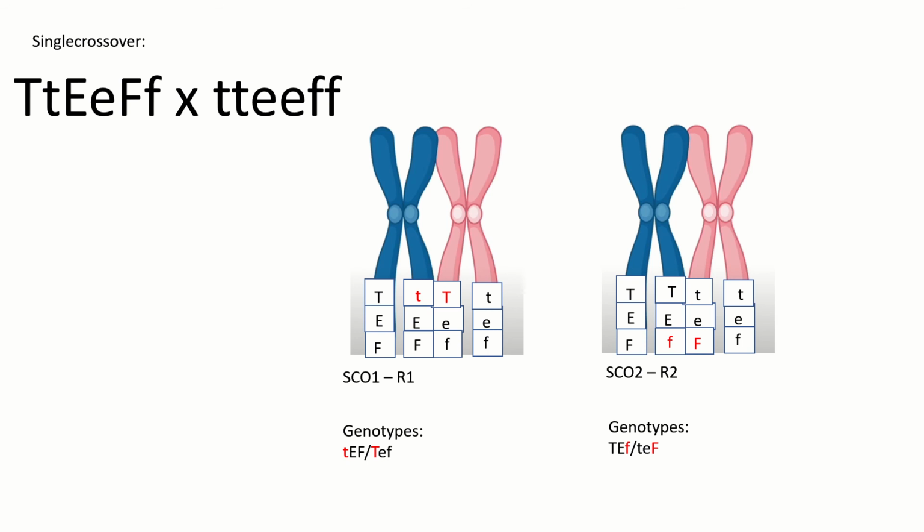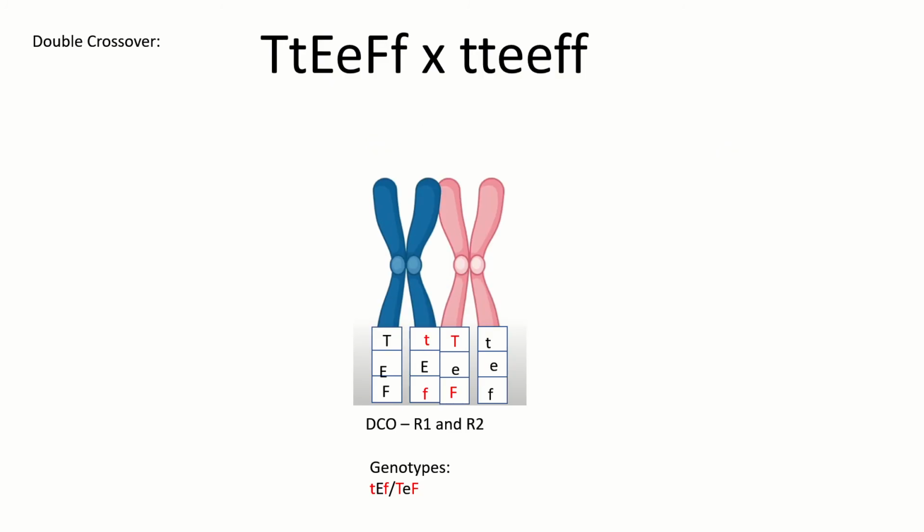First potential crossover is a single crossover, which will happen in either the R1 or R2 sector. The genotypes obtained from a single crossover 1 are little t, big E, big F, and big T, little e, little f. Our single crossover 2 genotypes are big T, big E, little f, and little t, little e, big F. The next type of crossover is a double crossover, in which a cross happens in both the R1 and R2 sector. Our genotypes for this are little t, big E, little f, and big T, little e, big F.